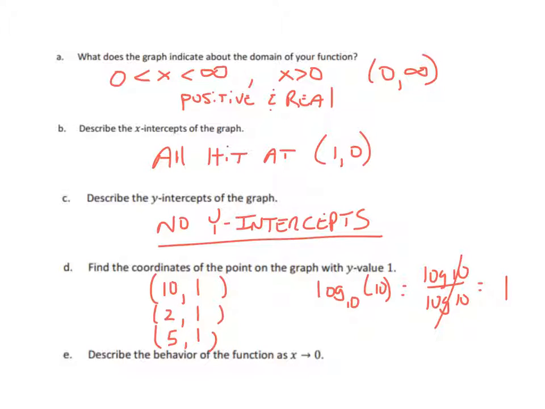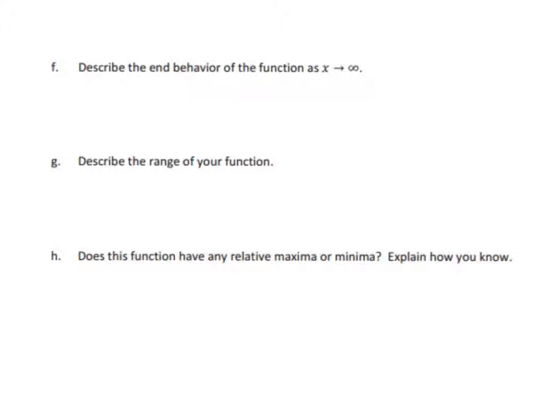Okay. Finally, describe the behavior of the function as x is approaching 0. So as our x approaches 0, what happens? Well, if you remember the graph on the page before, as it got closer to 0, it's going down here, right? So y is approaching negative infinity. Okay, we're going to talk more about all those pieces in this chapter. Alright, answering these other questions.